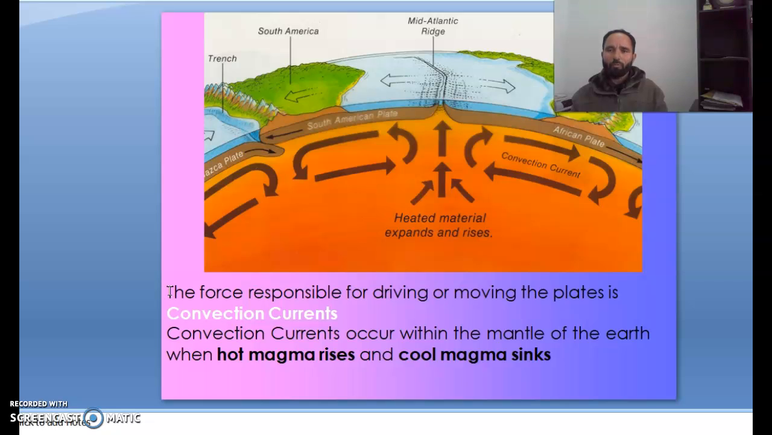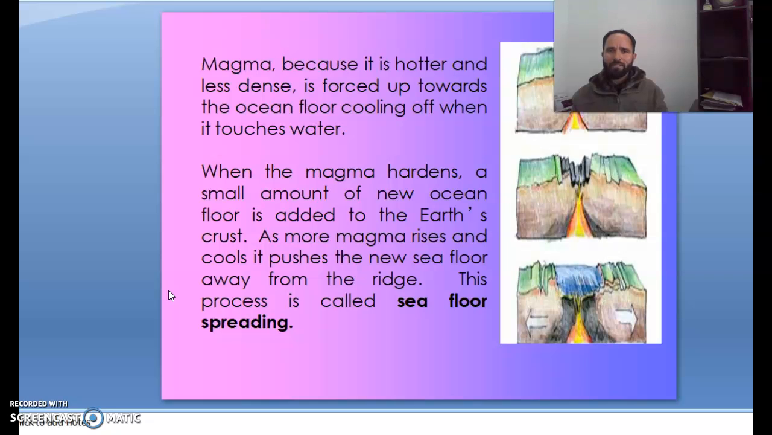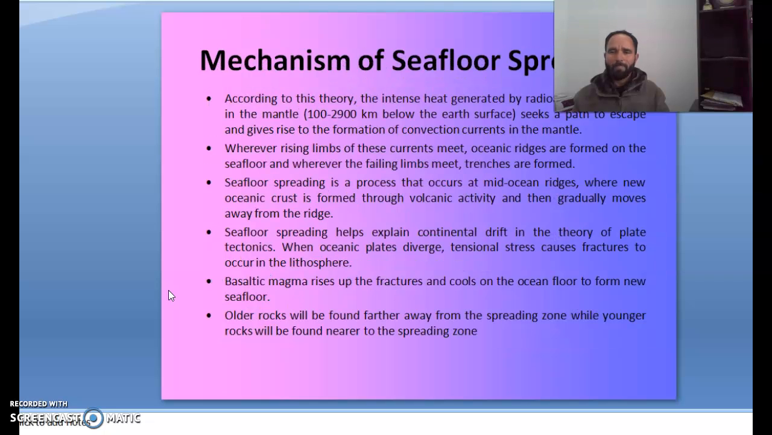The force responsible for oozing out of the magma is the convection currents inside the Earth. Magma, because it is hotter and less dense, is forced up toward the ocean floor, cooling off when it touches water. When magma hardens, a small amount of new oceanic floor is added to the Earth's crust. As more magma rises and cools, it pushes the new seafloor away from the ridge. The process is known as seafloor spreading.